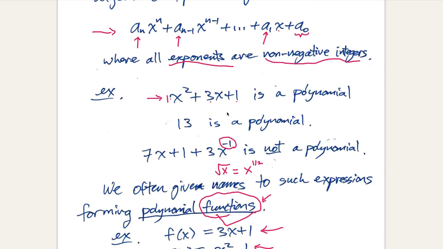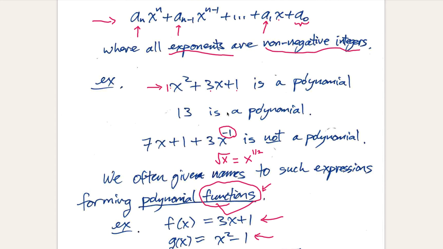Let's take a couple examples of expressions that are not polynomials here. I've got 7x plus 1 plus 3 times x to the minus 1 power. This is not a polynomial because the power on x in this particular term is a negative number. And remember, our exponents in a polynomial had to be non-negative integers. Well, negative 1 is not a non-negative integer.